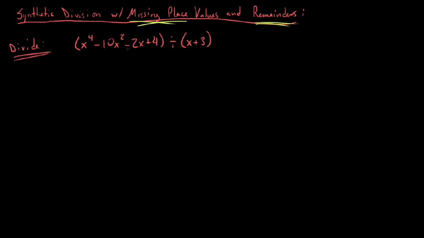Take a look at our dividend, we have a fourth degree polynomial, x to the fourth minus 10x squared minus 2x plus 4. And I would like to divide this by x plus 3. Now, I have my reasons for wanting to divide out x plus 3, and I think we should start with that. Remember, division is a nifty tool when finding zeros of a function. So let's go ahead and take a look at the graph of this function.